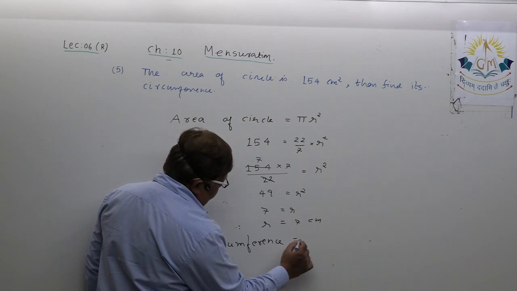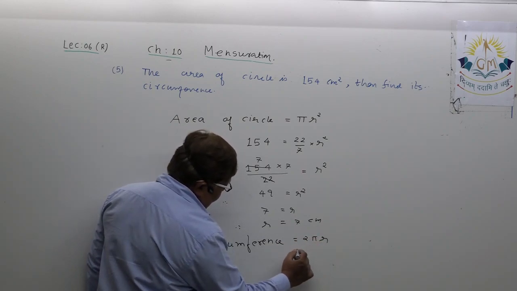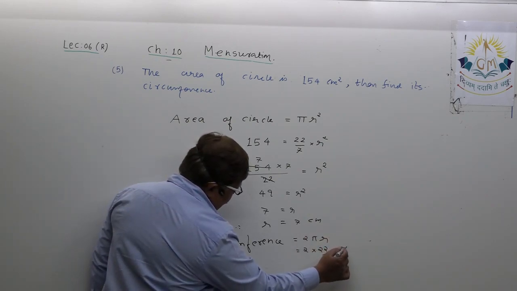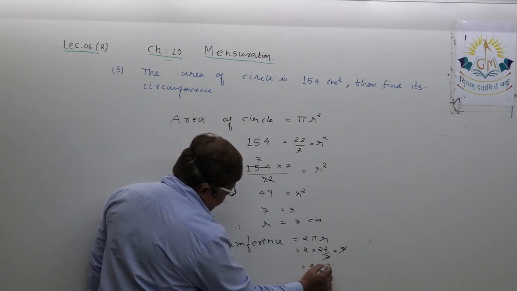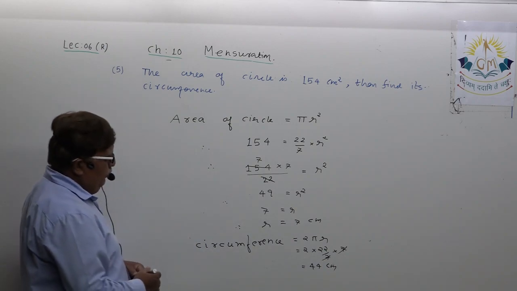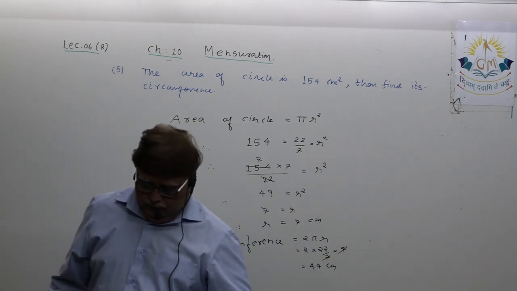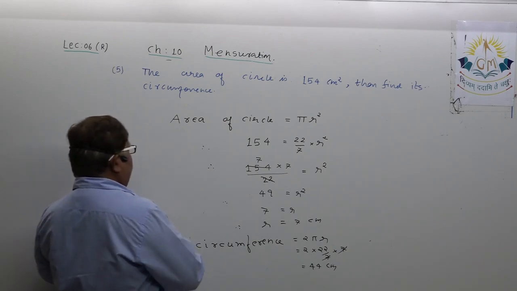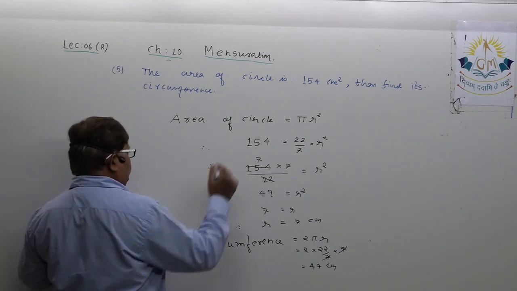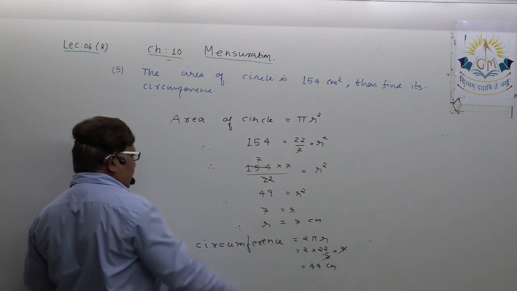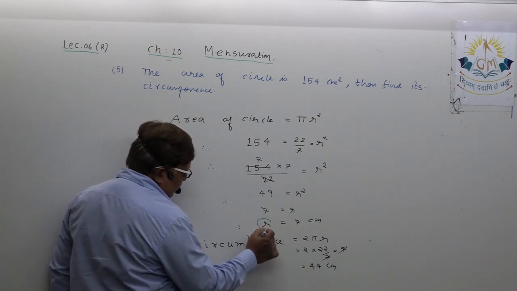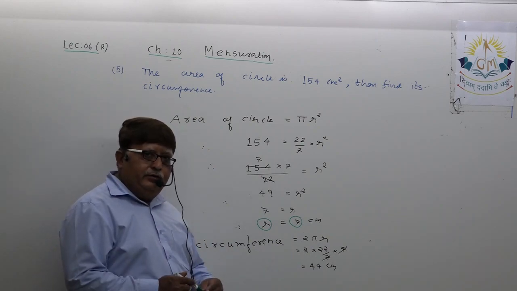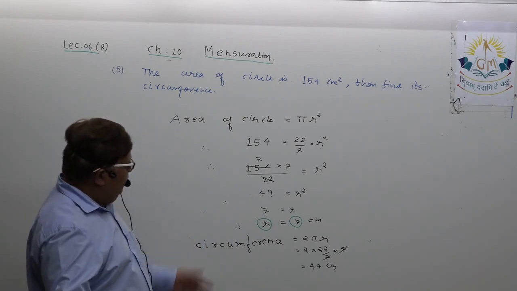What is the formula of the circumference? 2 pi r. What is the value of pi? 22 upon 7, r is 7. This cancels. 44 centimeter you got. Just look at the data of the sum, because we were given the area of circle. Okay, so first we utilize the formula of area of circle to find the radius. Okay, and after you find the radius, then it is quite easy to find the circumference. Okay, just have a look at this.